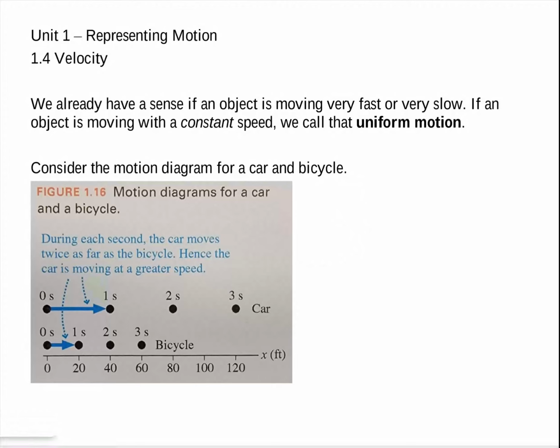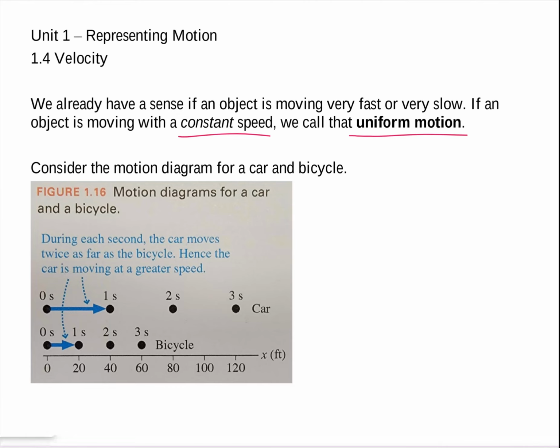So now section 4, we're talking about velocity. It was position and time in the last one, now it's velocity. So we're kind of putting those two things together here. If the object is moving fast, if the object is moving slow, we already have a feel for that. If the object is moving with a constant speed, this is an important phrase for us, uniform motion. Constant speed, uniform motion. We've got to keep that in mind.